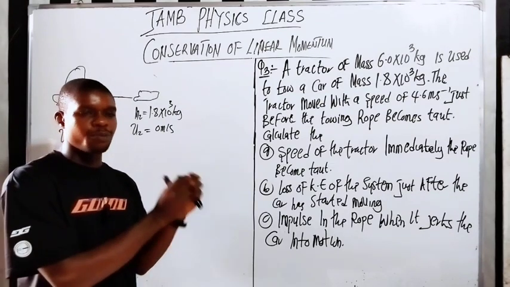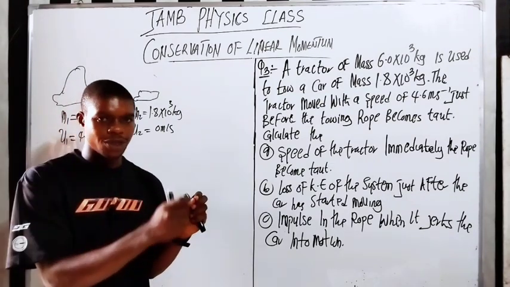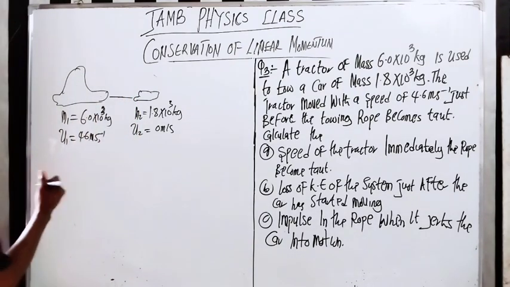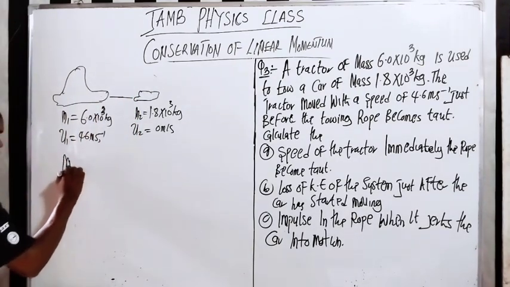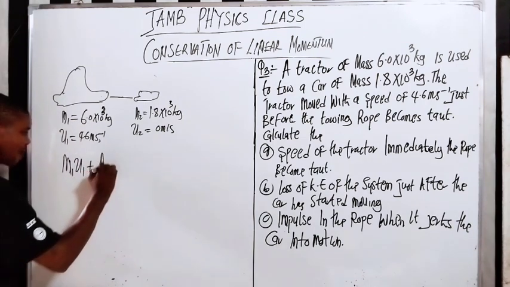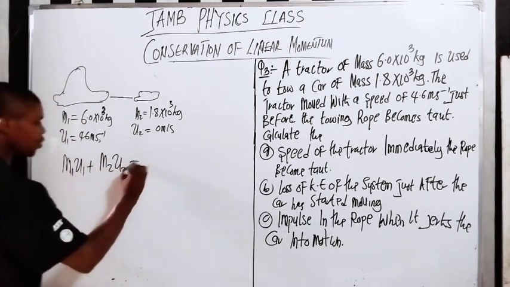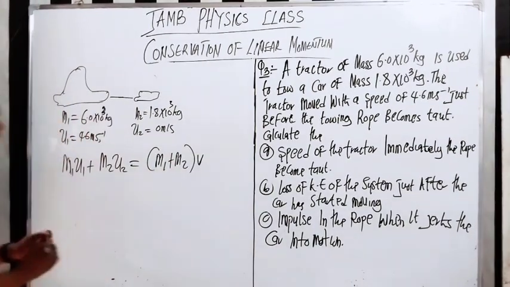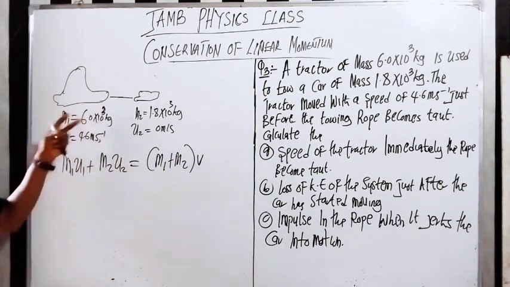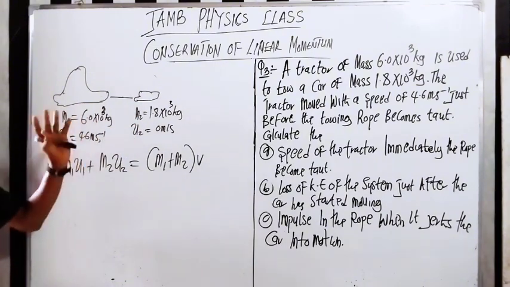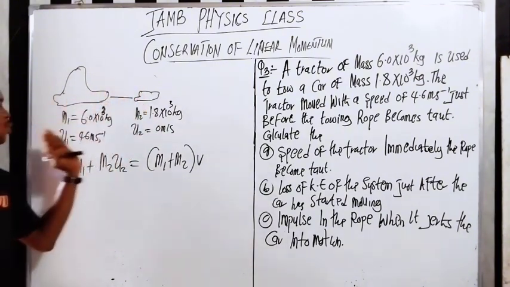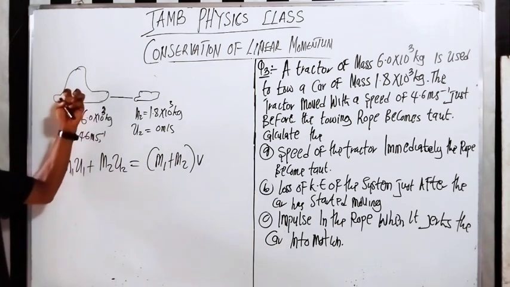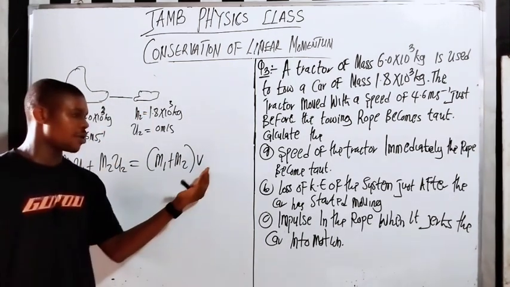Collision: momentum before collision is equal to momentum after collision. Do you understand? Now I'm going to write m1 u1 plus m2 u2 equals (m1 plus m2) v. Why is it like this? Because before collision, the two of them have different masses and different velocities, but once they are joined, they have a common velocity.